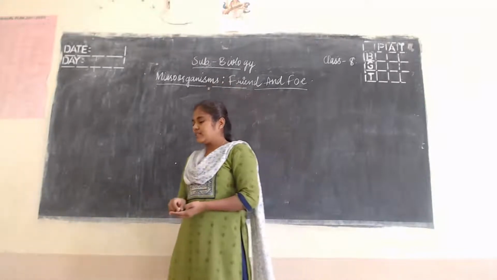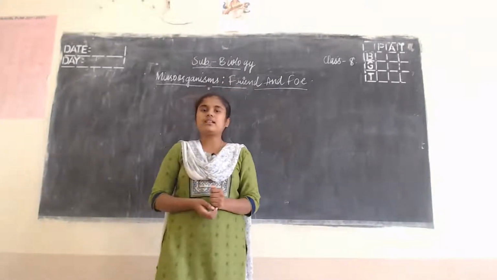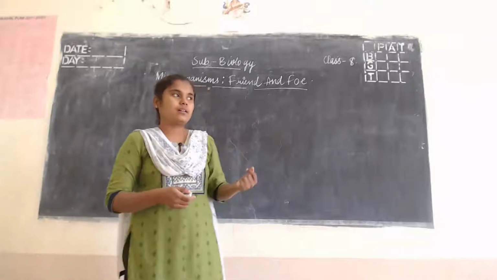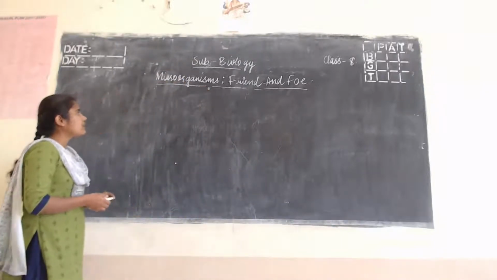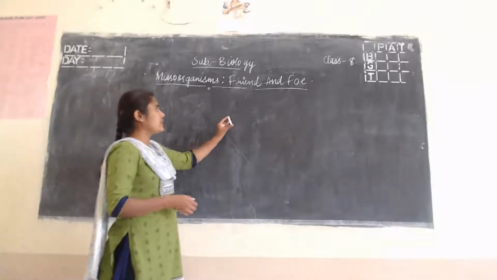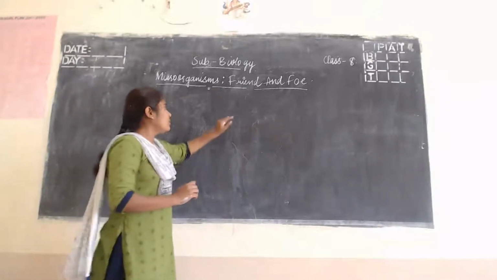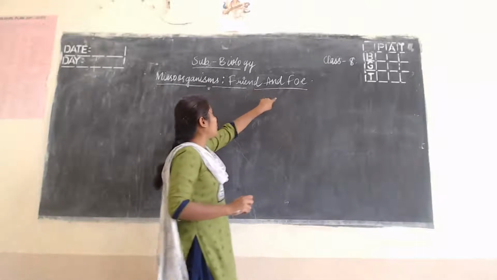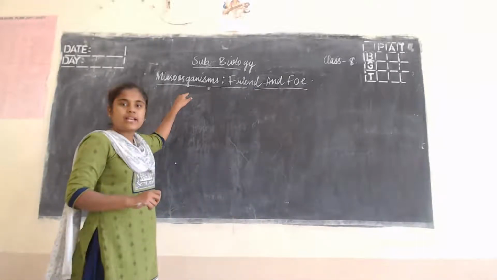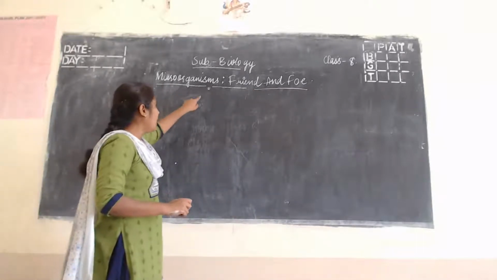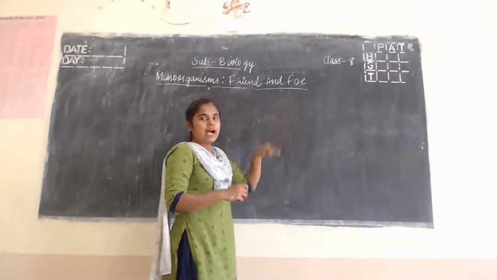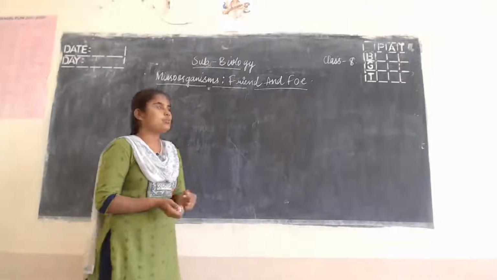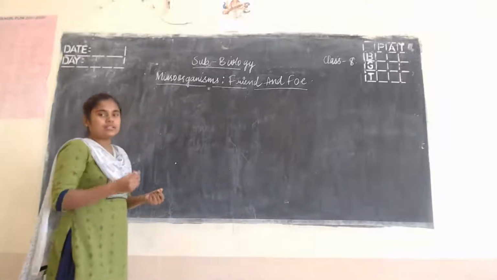So today we will be seeing the second chapter in biology, in class 8. The chapter name is Microorganisms: Friend and Foe. So what does this friend and foe mean? These microorganisms, how they are useful and what are their different harmful effects, we are going to see in today's class or in this chapter.